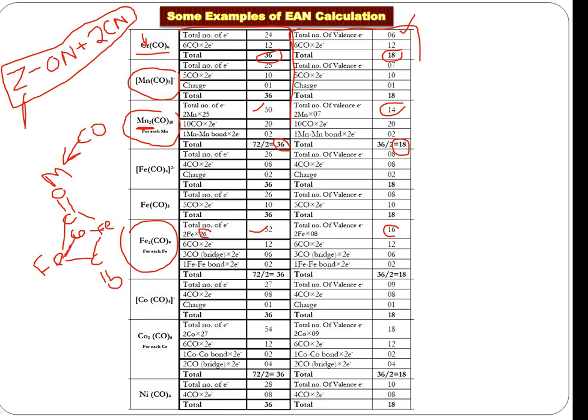As I mentioned, this only we can predict from the structure. The rule can tell us nothing. So if there are bridged carbonyls, this is 3 into 2, that is 6. You have to write 6 here. And in addition to this, there is a metal-metal bond also. Each metal contributes 1, so this is 2. And there is 2 here. So if you add this, you get 72 divided by 2, 36. 36 by 2, 18, and then this is stable. And this way you can calculate the effective atomic number of all these for your exercise.